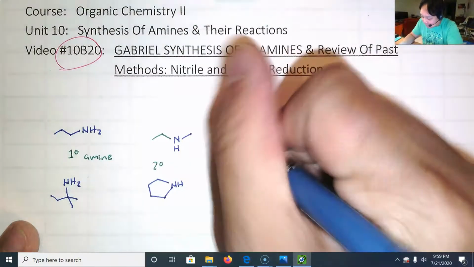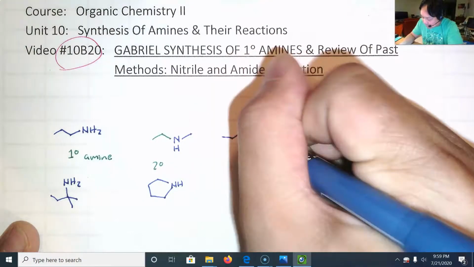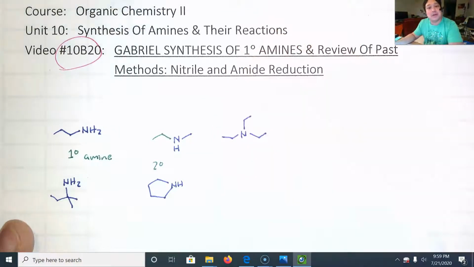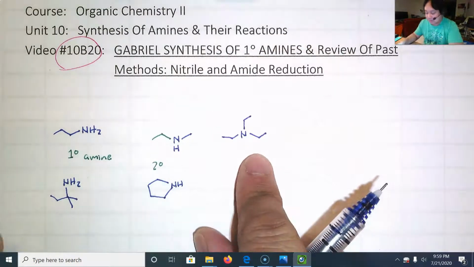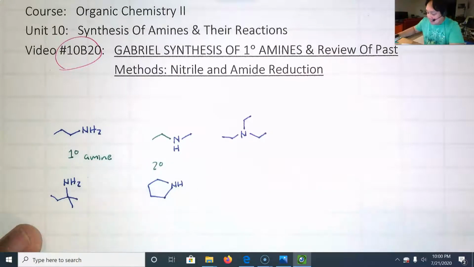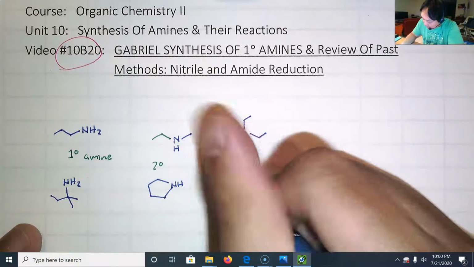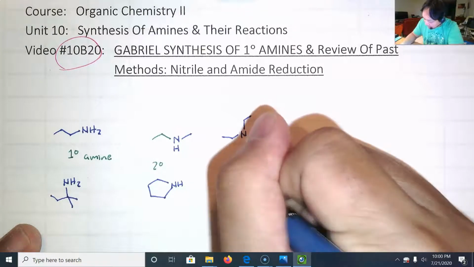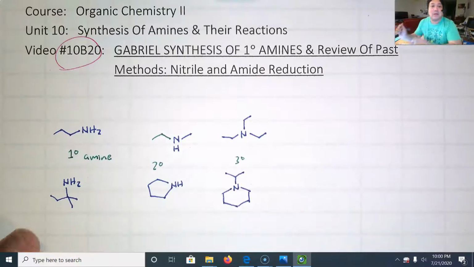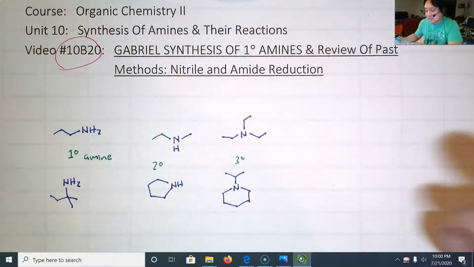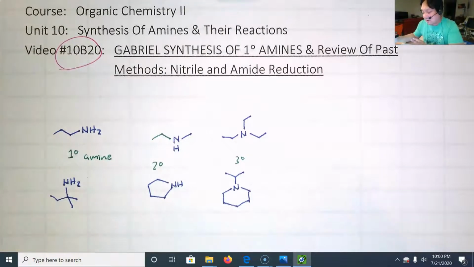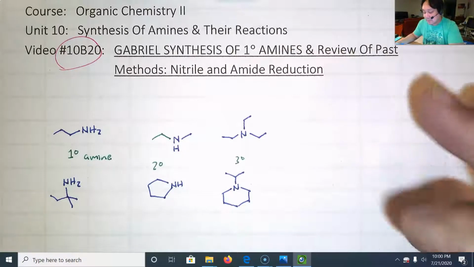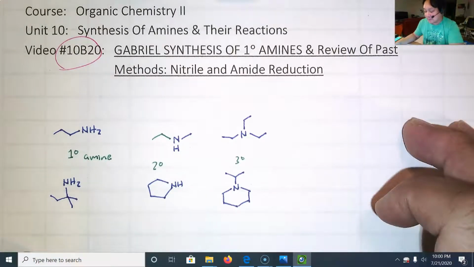Tertiary, no hydrogens on the nitrogen. The common name of this is triethylamine. And an example of a cyclic tertiary amine could be this. And just put an R group there. I'm not going over official nomenclature for amines in this video. I might do that in later videos, but I do want to jump right into this synthesis.